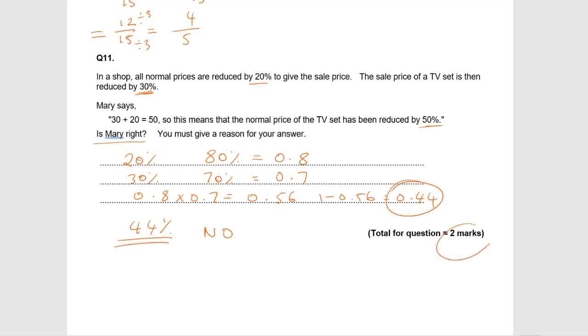So this question has 2 marks. Like I said, always show how you got your answer or give a reason. There might be other ways of working this out as well. So you might give an example, you might choose a value of the TV, say you choose £100, and then you reduce it by 20% and 30% and see whether it matches up with a 50% reduction of that price.